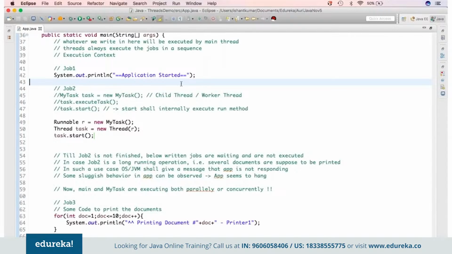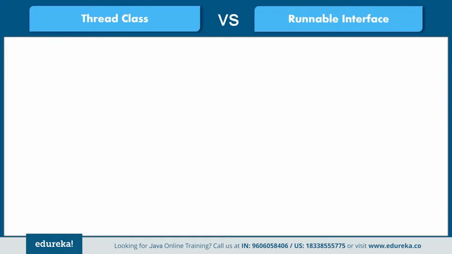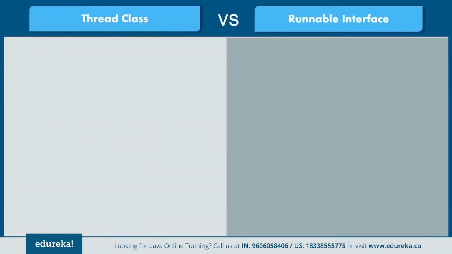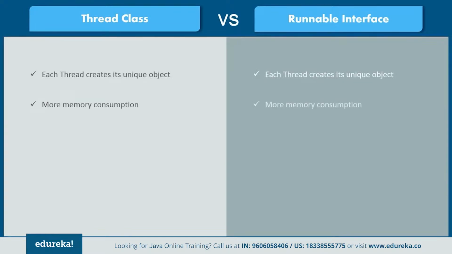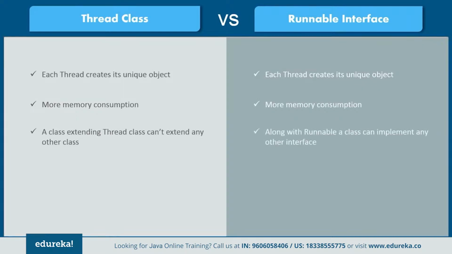So now we shall proceed towards the next part, which is to differentiate between the Thread class and the Runnable interface, right? Guys, there are some common things and some dissimilarities. In both Thread and Runnable, a unique object is created. Memory consumption of course increases because we have a separate thread running in the same process. Then, a class extending Thread cannot extend any other class because of multiple inheritance. But here Runnable helps us perform the same use case. So if you are already extending a class, you can implement Runnable.